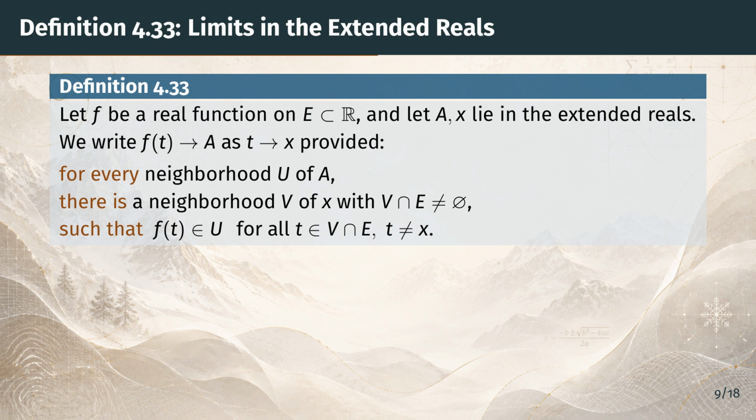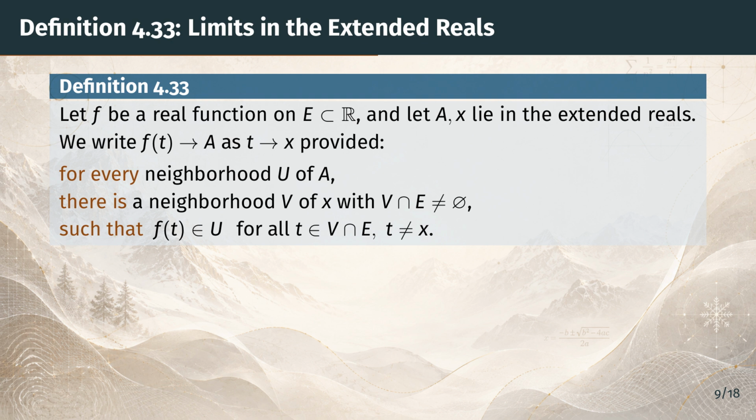Here is the unified definition, and notice how compact it is. We are given a real function f on a set E, and now both the target A and the approach point x may be real or infinite. We say f of t tends to A as t tends to x if the following holds. For every neighborhood U of the target A, we can find a neighborhood V of the point x, such that V actually meets the domain E, and so that f of t lands inside U for every t in that overlap other than x itself.